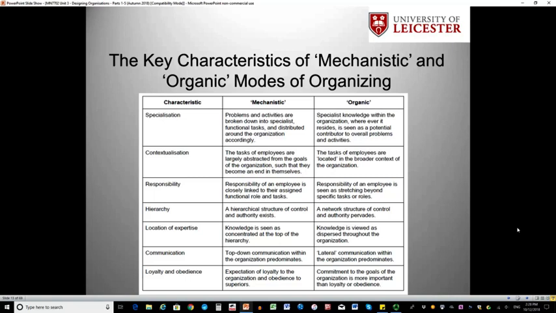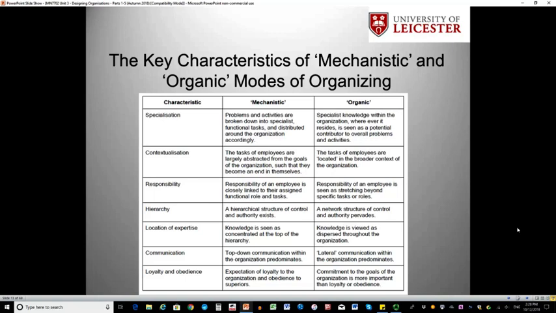And that's linked also to communication. To what degree does the organisation focus on top-down communication as opposed to lateral communication, communication that happens across different parts of the organisation? And to what extent does the organisational structure and culture focus on loyalty and obedience to one's superiors or to the goals of the organisation?